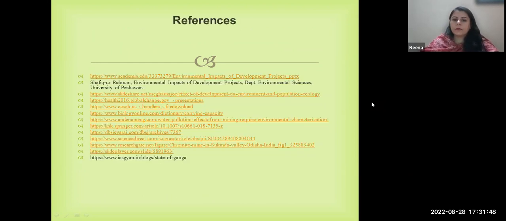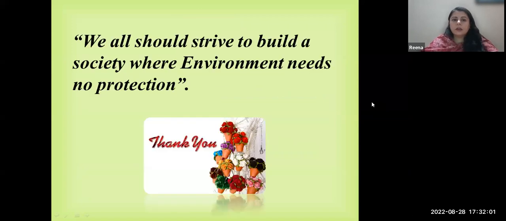Okay. So these are a few references which I have drawn from different kinds of materials, pictures, images, flowcharts, and research paper references. So we should all strive to build a society where the environment doesn't need any protection. If the environment needs protection, that means we are causing exploitation, we are causing harm to that environment.